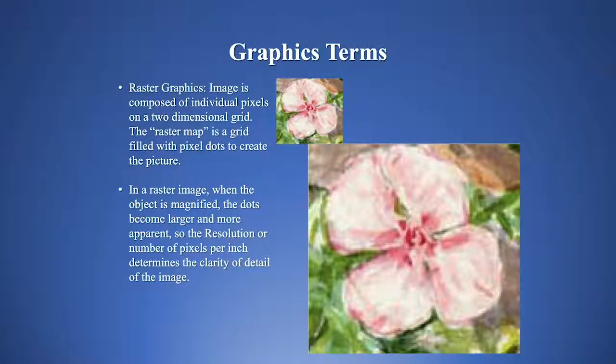Raster graphics. The image is composed of individual pixels on a two-dimensional grid. The raster map is a grid filled with pixel dots to create the picture. In a raster image, when the object is magnified, the dots become larger and more apparent, so the resolution or number of pixels per inch determines the clarity of detail of the image.